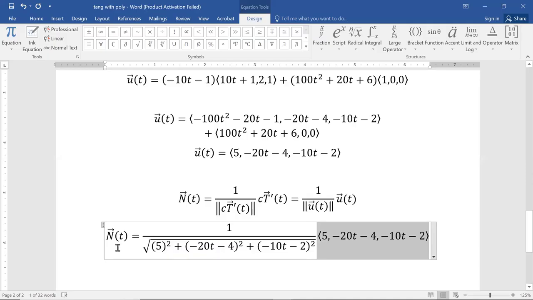Some people actually say, well, let's not calculate the unit normal vector. Let's just calculate a normal vector. And if you lop off this coefficient, this is a normal vector. It is going to be orthogonal to the tangent vector, but it's just not going to have length 1. So sometimes people will find a normal vector and not worry about making it unit length.